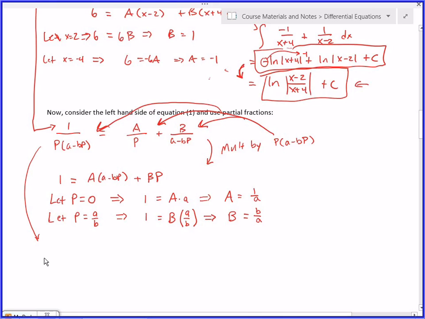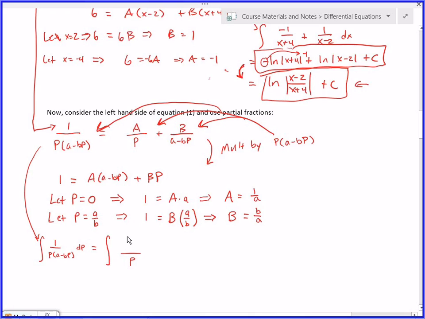Okay, so now my integral of 1 over P(A minus BP) dP is the same thing as the integral of, so I'm looking at this right-hand side now. Instead of A up top, I have a 1 over A. So 1 over A divided by P, or you could pull it out front. Can you put the A down there? Yep.